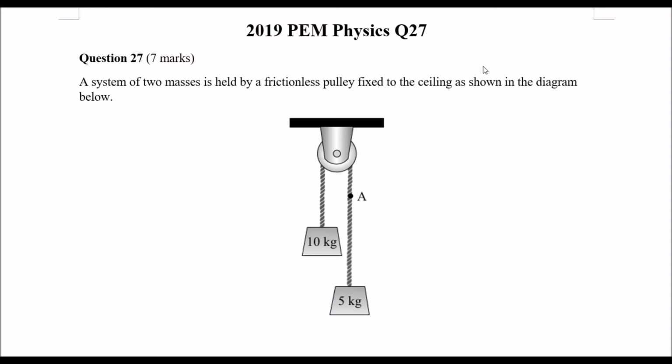Today we'll be covering the Module 2 Inquiry Question 1 exam question from the 2019 PEM Physics Question 27. This is all about force vectors and solving for vector diagrams. So in this question we have a system of two masses held by a frictionless pulley fixed on a ceiling, and we have these two masses linked between.